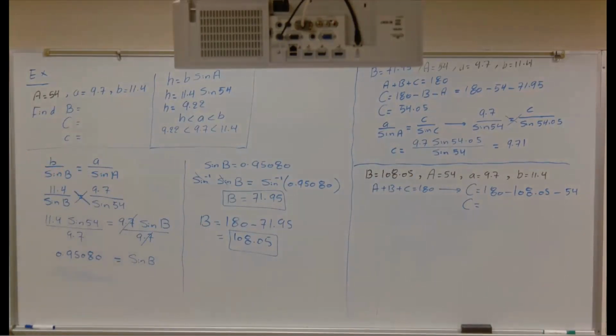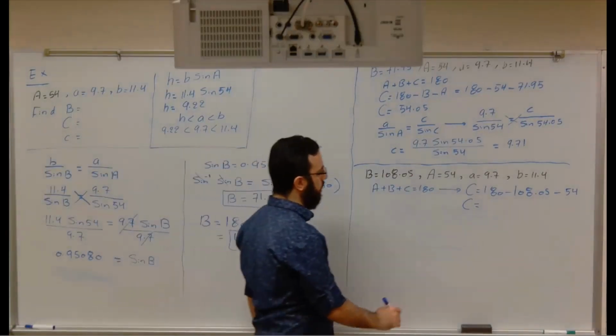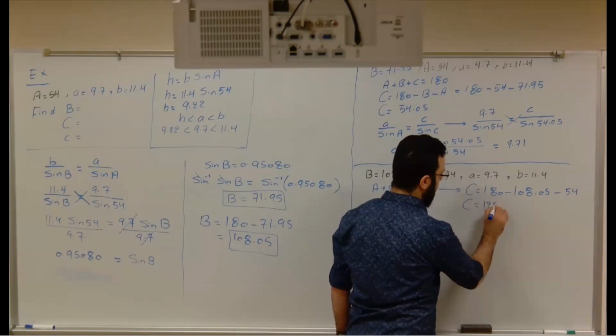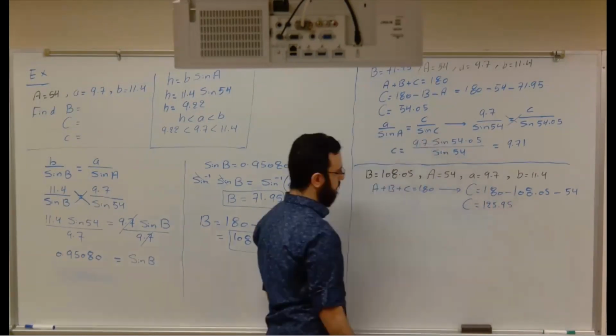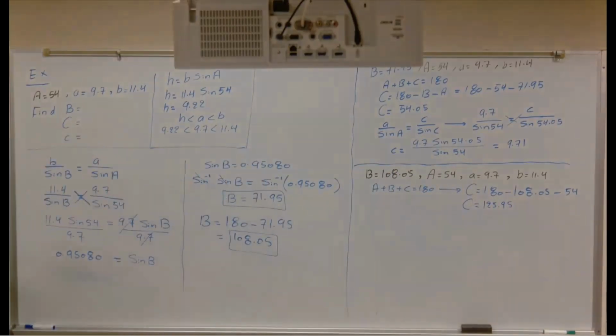How much is the angle C? 125.95. 125.95. 95. Now what's the next step?